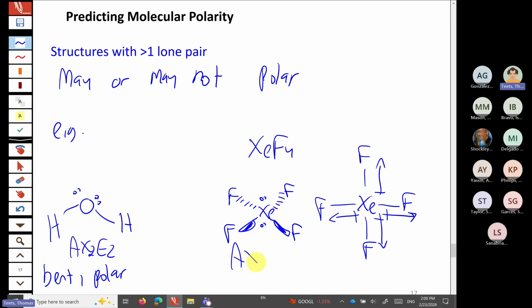So this is an AX4E2 structure, again one with 2 lone pairs, but this one, it turns out, is nonpolar. The name of the geometry is square planar, and that ends up being nonpolar. So the point being that for structures that have more than 1 lone pair, there's some of each. Here with 2 lone pairs, this one's polar, this one's nonpolar. So again, you'll have both possibilities.